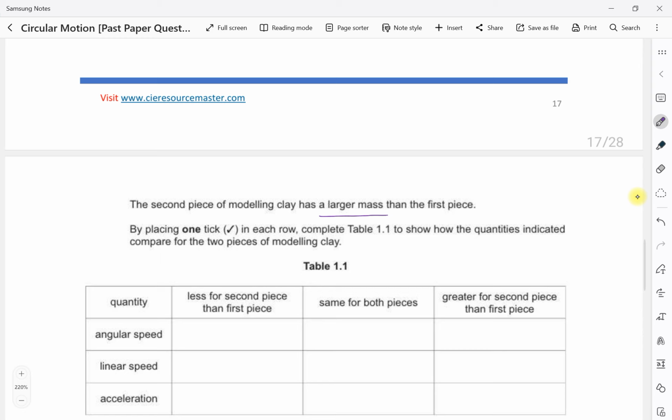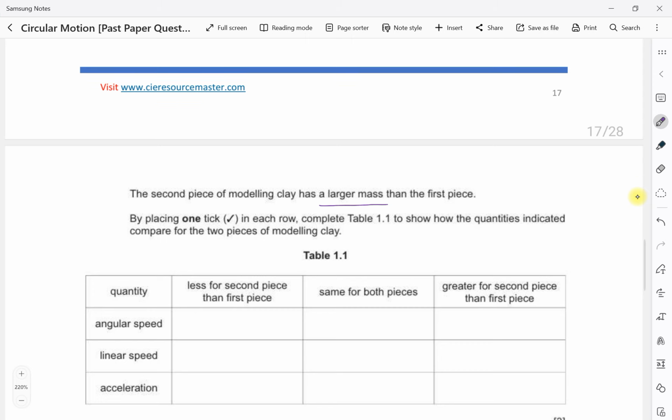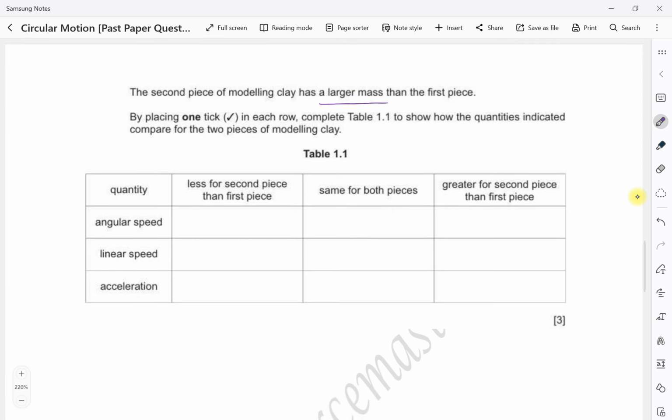By placing one tick in each row, complete the table to show how the quantities indicated compare for the two pieces of modeling clay. The first one is the angular speed. Let's start with the angular speed, which is omega. We know that the angular speed, omega, is the rate of change of the angle, so that is delta theta over delta t, but angular speed is also equal to 2 pi divided by the period. And therefore, there is no way it is depending on the mass. So we are seeing it does not depend on the mass.